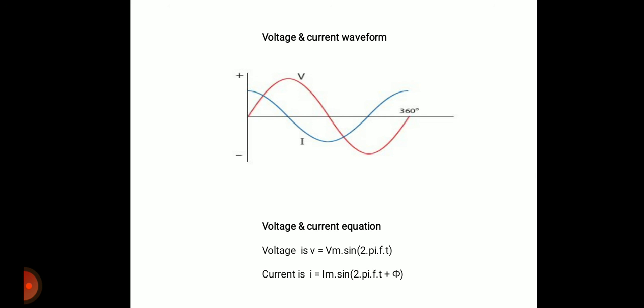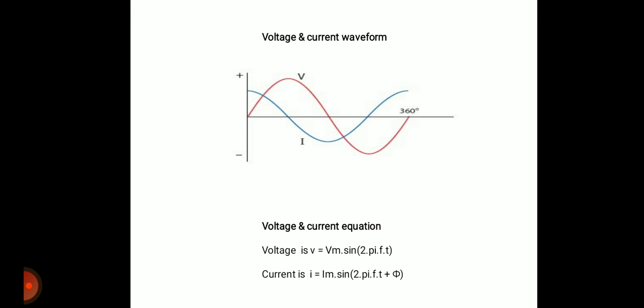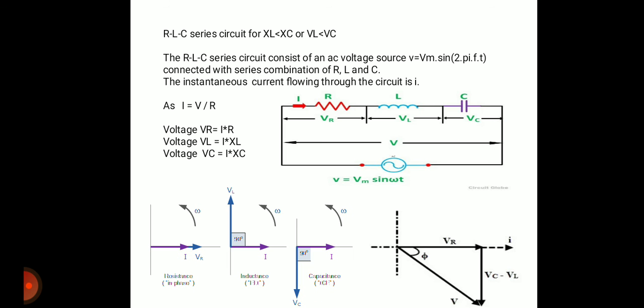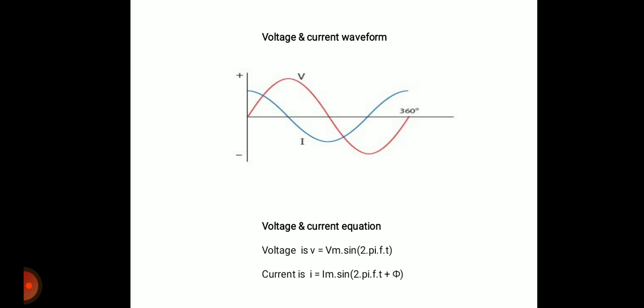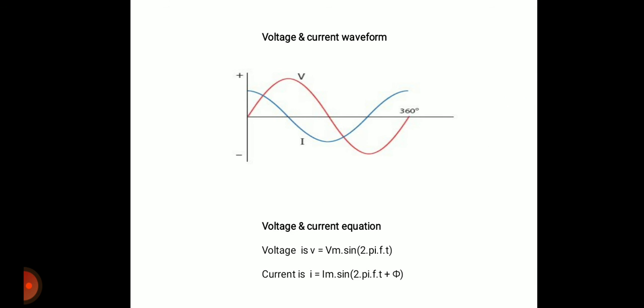Then the voltage and current equations. The voltage equation is already given in the first sentence, V is equal to Vm sin of 2 pi ft. And as you can see in the phasor diagram for supply voltage and supply current, the voltage is lagging the current, or the current is leading the voltage. So the voltage equation is V is equal to Vm sin of 2 pi ft, then I is equal to Im sin of 2 pi ft plus theta. Why plus theta? Because the current is leading the voltage by theta degrees.